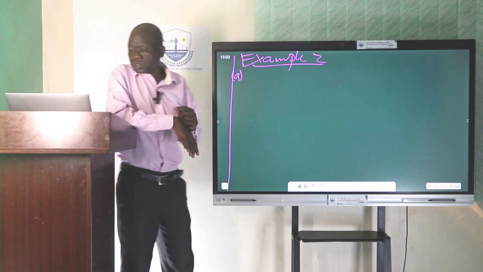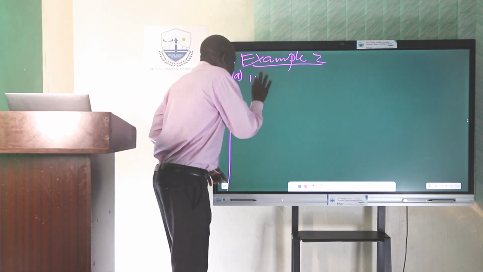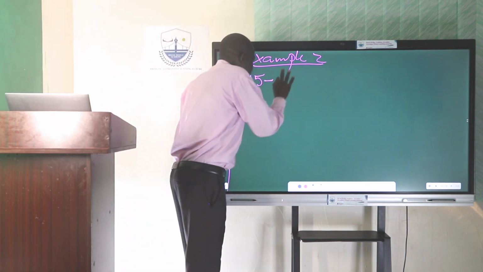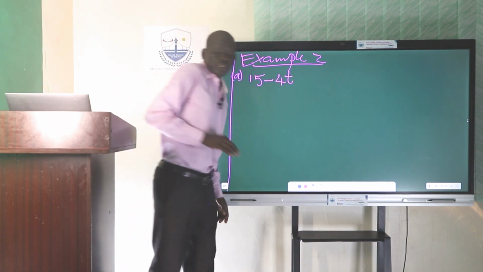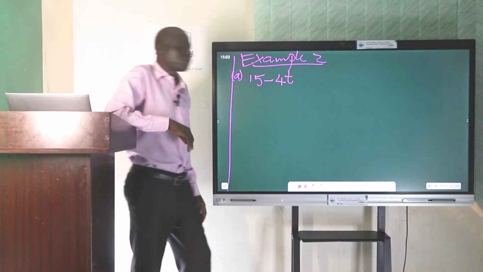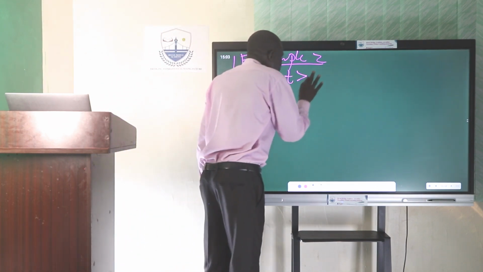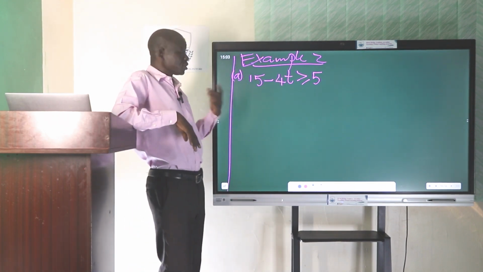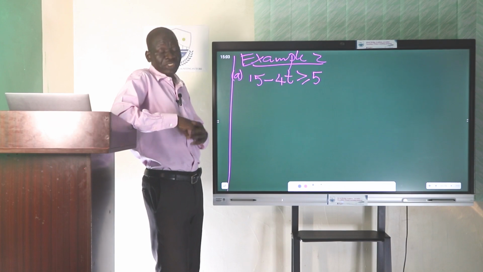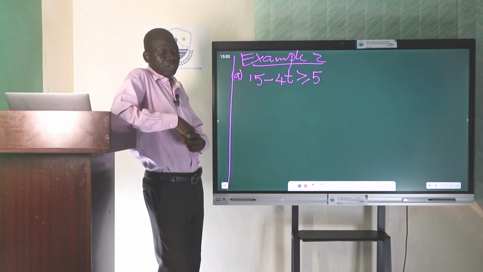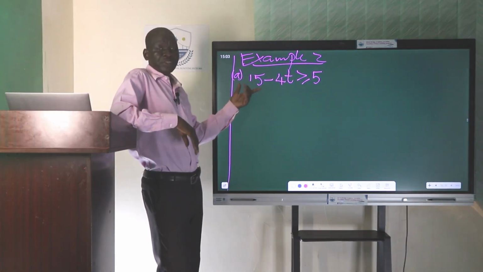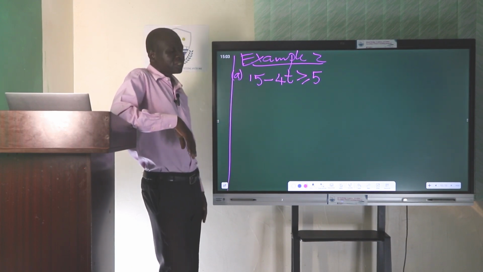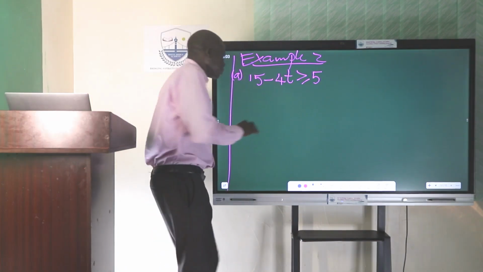Part A, we have 15 minus 4x is greater or equal to 5. So we are going to solve it first. After solving, then we represent the solution on the number line. To solve this, we shall subtract 15 from both sides of the inequality.